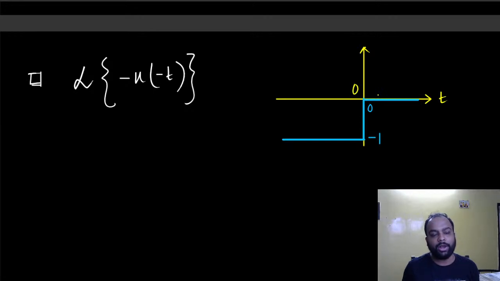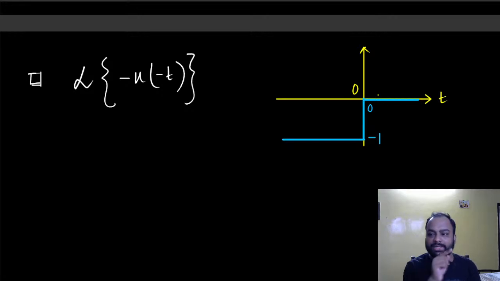So essentially the value of the signal is minus 1 when time is negative, and at time t equal to 0 the signal jumps up to 0, and when time is positive the value of the signal is 0. Right, so it's just like that. So you just time reflect u of t and then you do an amplitude reflection, right? I hope you recall these things.